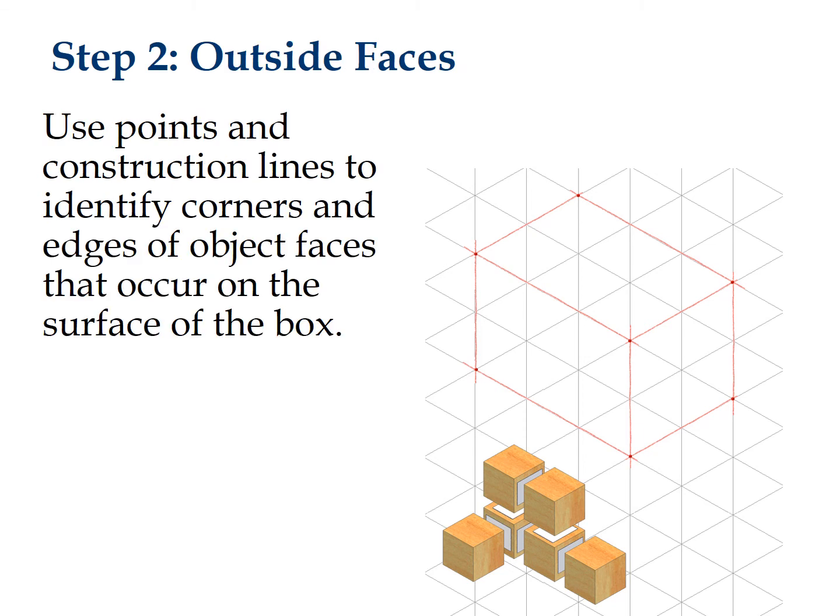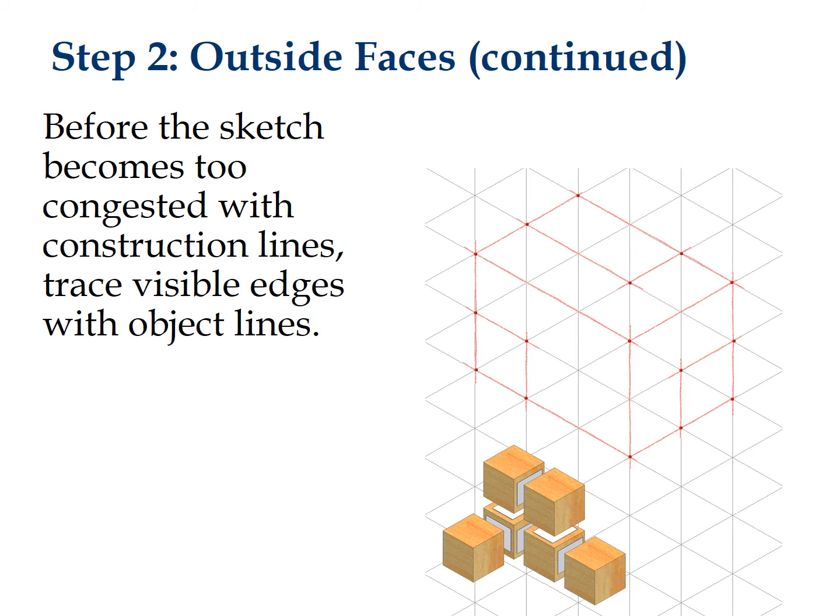Use points and construction lines to identify corners and edges of the object faces that occur on the surface of the box. So in this case, they're locating the top of the cubes that would be in the top plane of that object, and then the front, and then the right. Before the sketch becomes too congested with construction lines, trace the visible edges, and that is very important to do when you can. When you know you have finished edges, go ahead and darken them, as they do in the example.